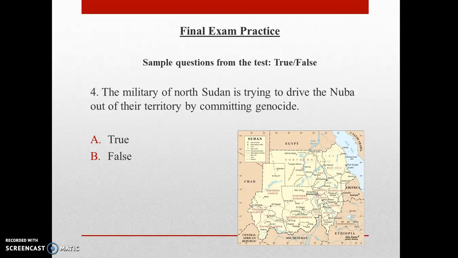Okay, there's also true-false types of questions. So here is an example. The military of North Sudan is trying to drive the Nuba out of their territory by committing genocide. Is that true or is that false? So again, if you feel like you know this answer already, that's fantastic. If you want to make sure it's correct, go ahead and go to the section that talks about genocide and the Nuba in North Sudan.